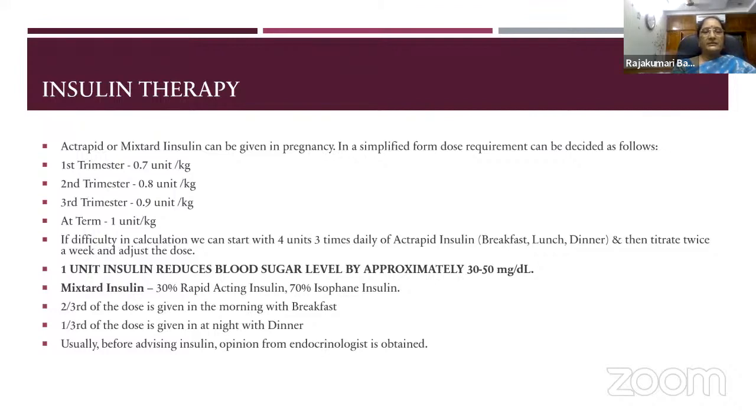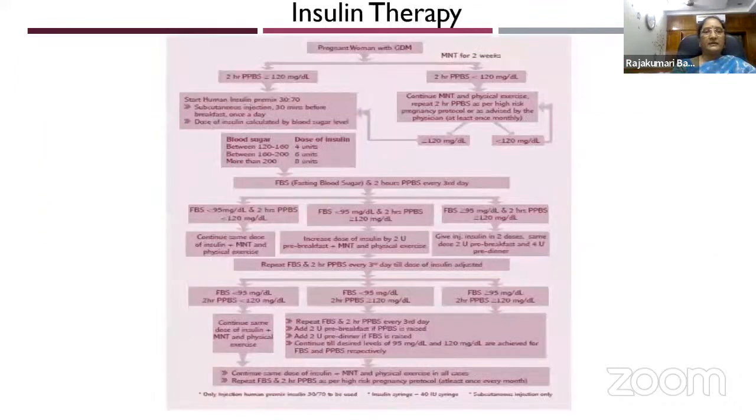1 unit of insulin reduces blood sugar level by approximately 30 to 50 milligrams per deciliter. When Mixtard insulin is used, 2/3 of the dose should be given in the morning with breakfast and 1/3 of the dose at night time with dinner. Usually, before advising insulin, an opinion from an endocrinologist is obtained.